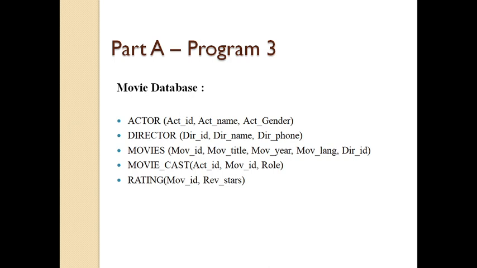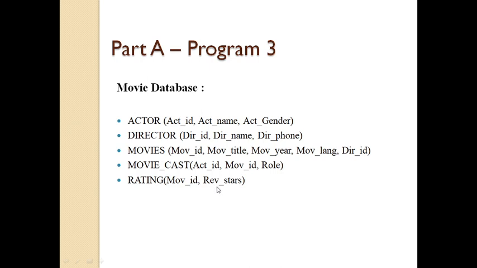Movie cast has actor ID, movie ID and role. Here this is one of the relationships which connects actor and movies. The primary key of movie cast is actor ID and movie ID, and these are the foreign keys: actor ID is the foreign key which refers to the actor table, and movie ID refers to the movies table.